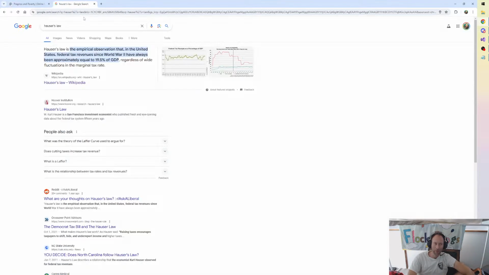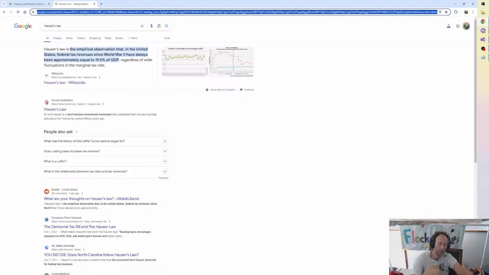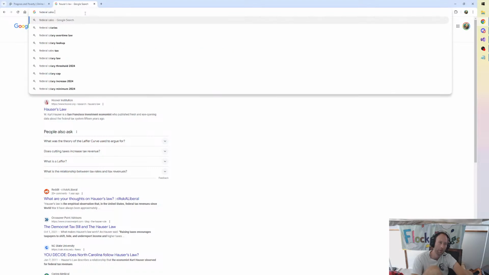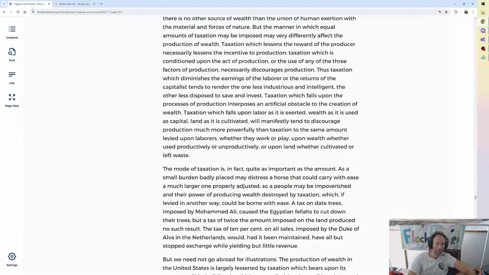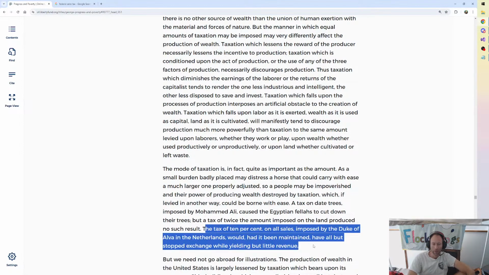Is there a federal sales tax? California, we have the combined is 7%. This is the total. California is 6%, and then I guess federal is like 1.75%. We're not far from that.